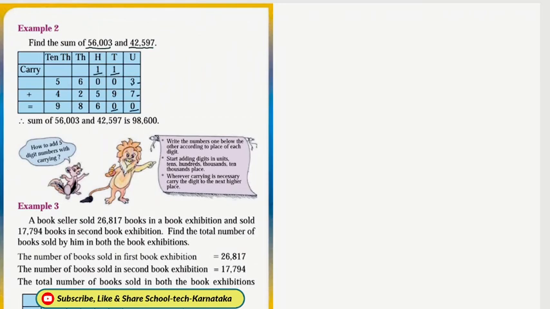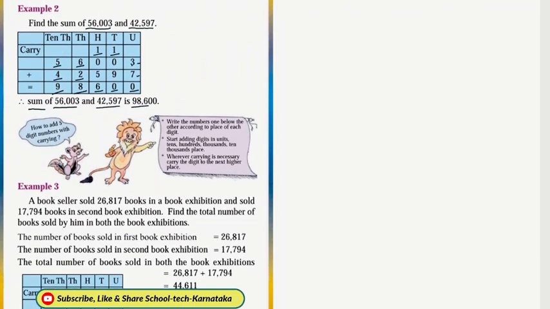Now the next step is to add the digits at the hundreds place. At hundreds place we have 1, 0 and 5. 1 plus 0 plus 5 is 6. We write down 6 here. Then the next step is to add the digits at the thousands place. At thousands place we have 6 plus 2. We write 8. And then our last step is to add the digits at the 10,000s place. At 10,000s place we have 5 plus 4, that is 9. So the sum of 56,003 and 42,597 is 98,600.